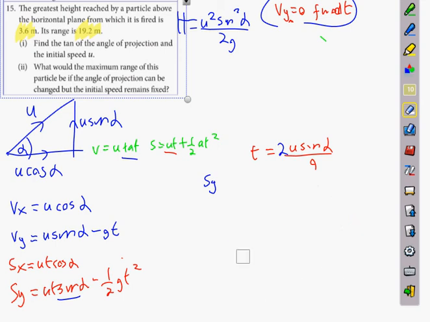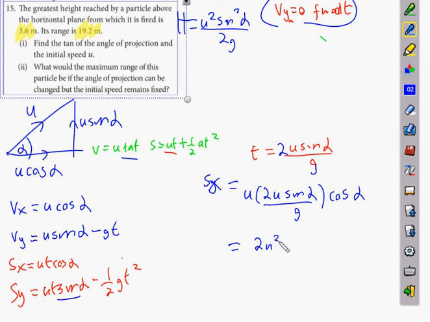So putting this into the SX, what we get is SX this time around, and that is all over G. So SX is U times 2U sine alpha all over G, and then there's a cos alpha behind that. Okay? And how we do this is 2U squared sine alpha cos alpha all over G. Alright? So that's the range.